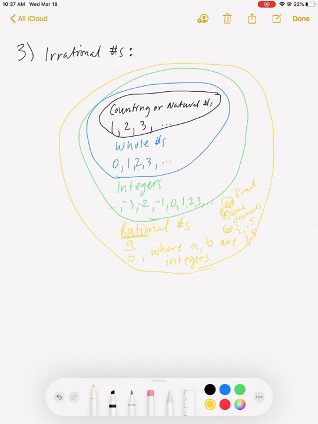Now we're going to get into irrational numbers. The irrational numbers are not rational. Irrational numbers are not rational, and so they cannot be written as one number over another.